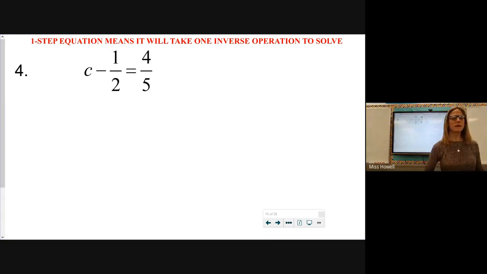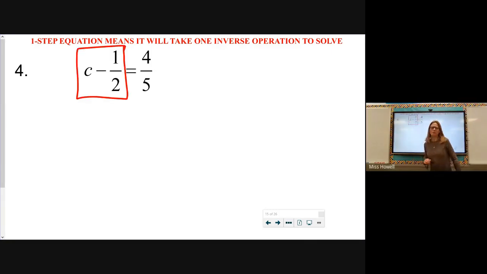All right, one more. We're told that c minus 1/2 has a value of 4/5. So we're going to go in and try to solve for the variable c. Our c variable is over here to the left of our equal sign. So we need to do the inverse of what's in there with c to get it by itself. So right now there's a subtract 1/2, which means we're going to do the inverse of that by adding a 1/2 to both sides. So we have a c minus 1/2. We're going to do the inverse, which is to add that same exact 1/2.